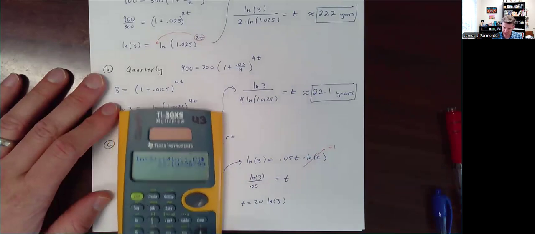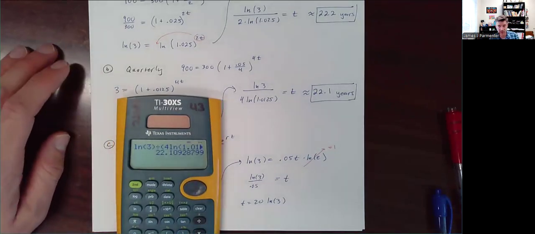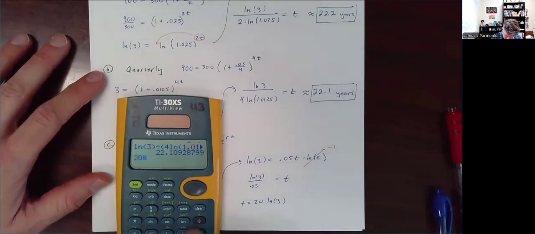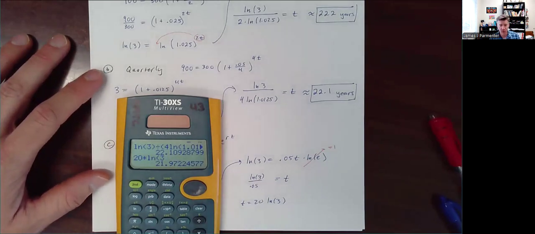I don't really want to use those decimal approximations, even though I know that the natural log of 3 is about 1.1. I'm guessing my answer here is going to be about 22 even. So let's find out. So 20 times natural log of 3 is, I should have said 22 even, sorry. 1.1 times 20 is 20 times 1.1, which is 20 plus 2, which is 22.